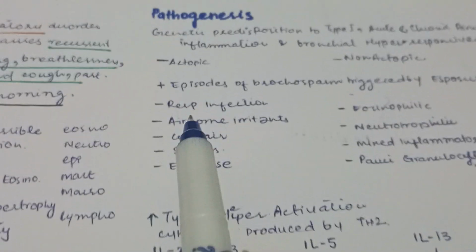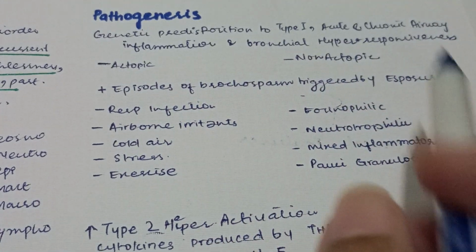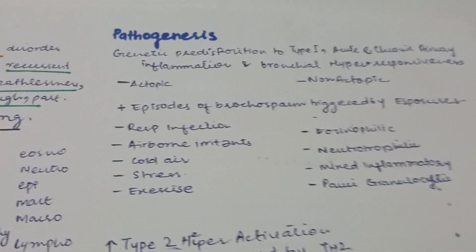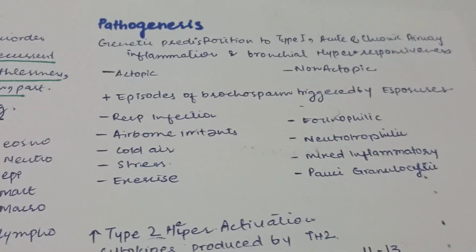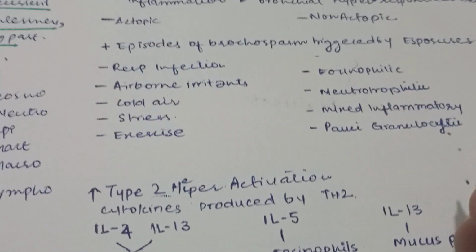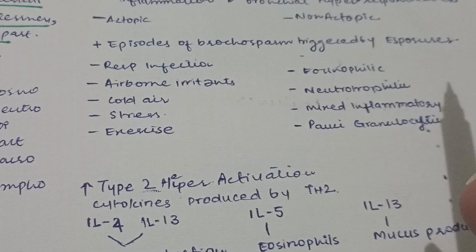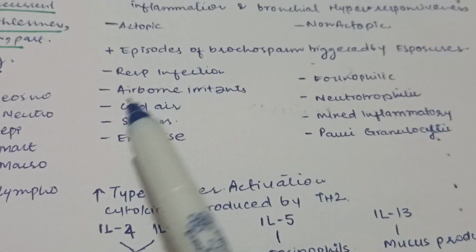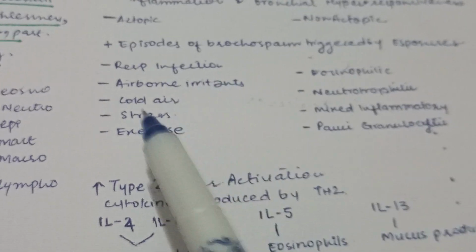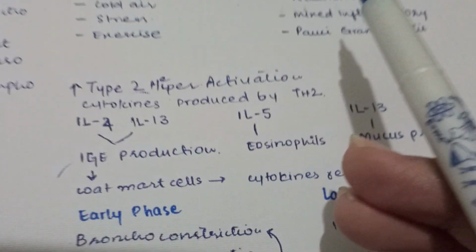Okay, now let's move toward the pathogenesis. So there is genetic predisposition to type 1 hypersensitivity, acute and chronic airway inflammation, and bronchial hyperresponsiveness. The bronchospasm can be triggered by exposures. It can be viral respiratory infection, upper tract. It can be airborne irritants that trigger bronchospasm. Cold air, stress, and exercise can also serve as triggers. So what actually happens?